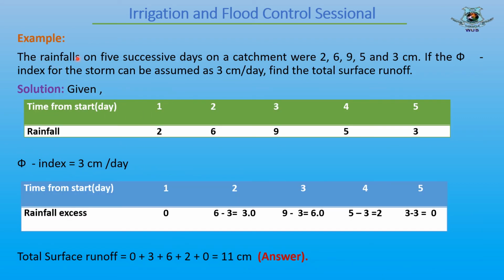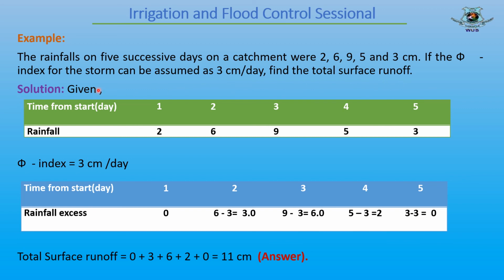This is another example. Let's read the question. The rainfalls on 5 successive days on a catchment were 2, 6, 9, 5 and 3 centimeter. If the phi index for the storm can be assumed as 3 centimeter per day, find the total surface runoff. So these 5 values are the rainfall values for the 5 successive days. That means 2 centimeter is the rainfall value for first day, 6 centimeter is the rainfall value for second day, and so on. The phi index is assumed as 3 centimeter per day and we have to calculate the total surface runoff.